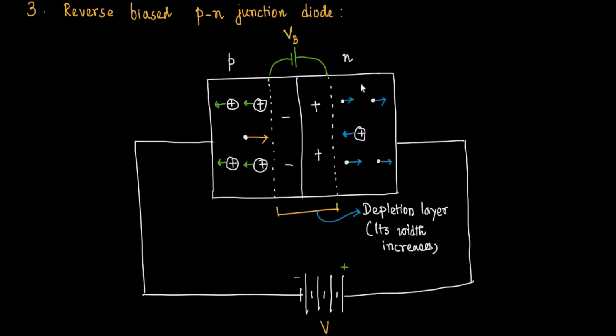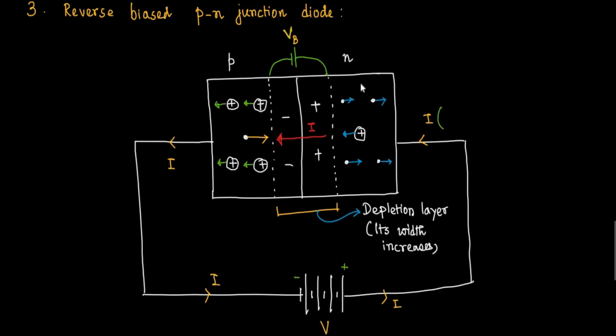Now we can denote the direction of reverse current. It will flow from the N region to the P region, because holes are migrating from the N region to the P region. So this is what is called reverse current. In this case, reverse current I is the reverse current which flows from the positive terminal to the negative terminal of the battery. So this is the direction of reverse current.